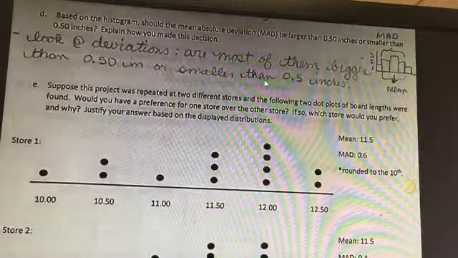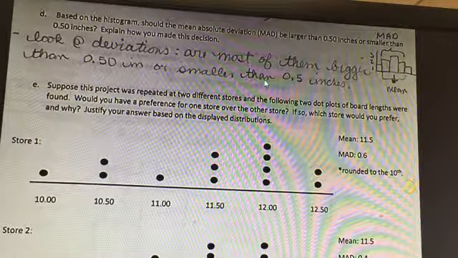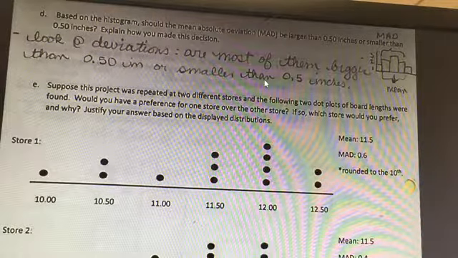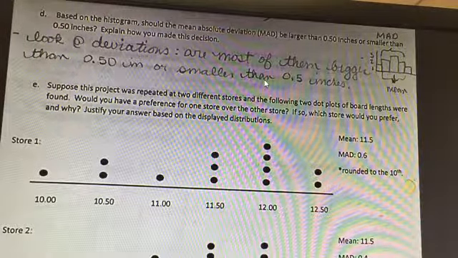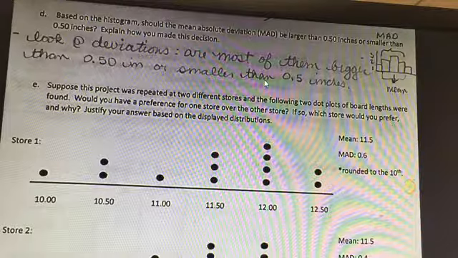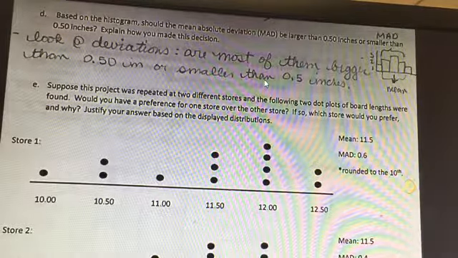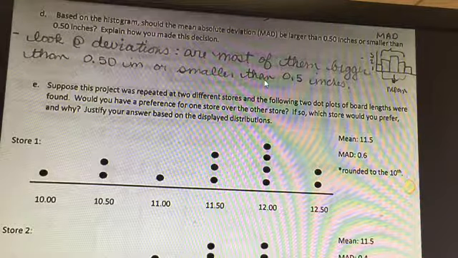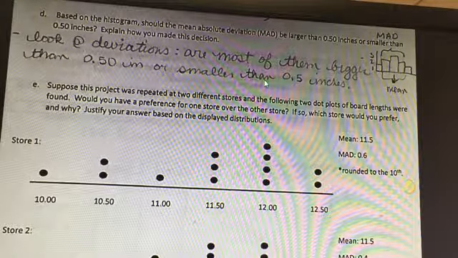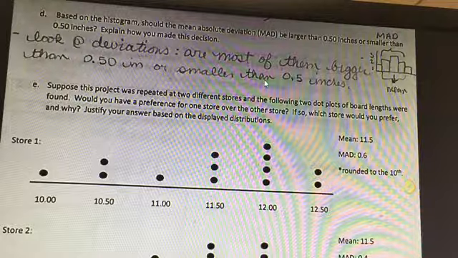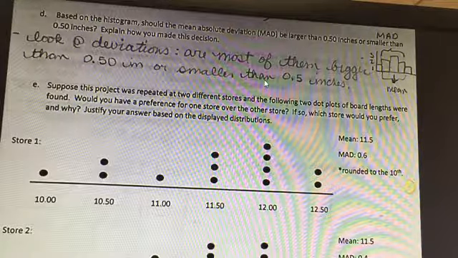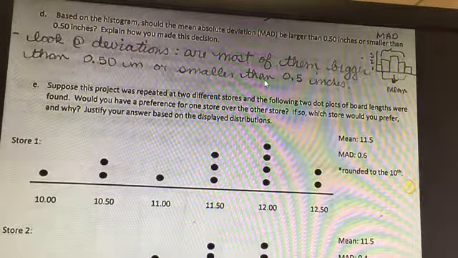Suppose this project was repeated at 2 different stores and the following 2 dot plots of board lengths were found. Would you have a preference for one store over the other store? If so, which store would you prefer? Why? Justify based on the data distribution. So basically the first person went to a Home Depot in Surprise, and you go to a Home Depot in Paradise Valley. You get some 10 boards, and let's figure out if we're going to get the same size, and then which store is better to go to.